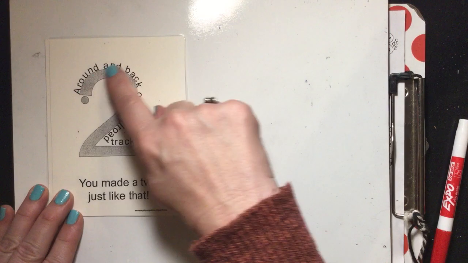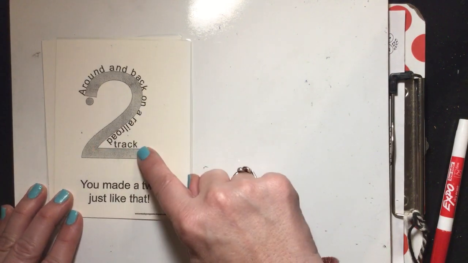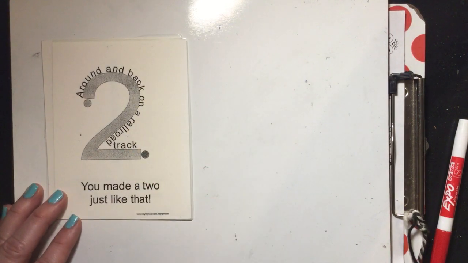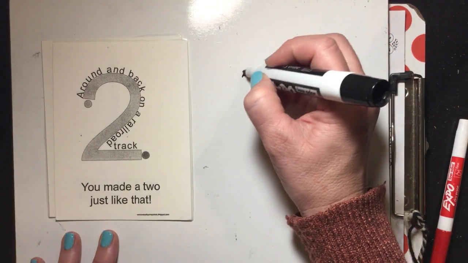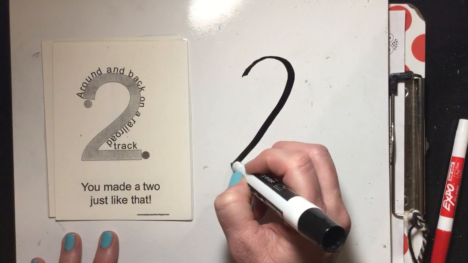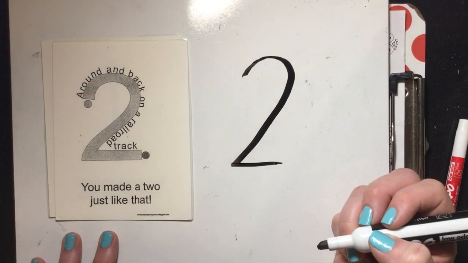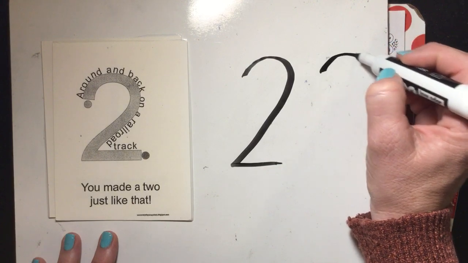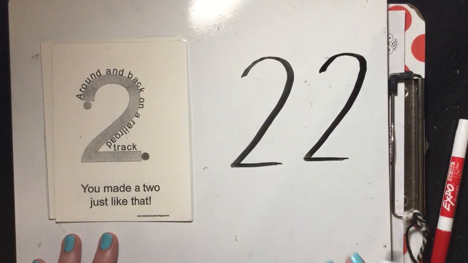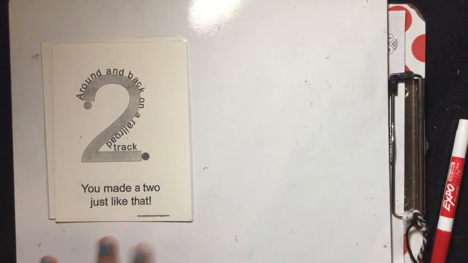It says, around and back on a railroad track, you made a 2, just like that. So watch your 2s. Around and back on a railroad track. You made a 2, just like that. Let's do another one. Around and back on a railroad track. There we go. Okay, let's look at the next number.